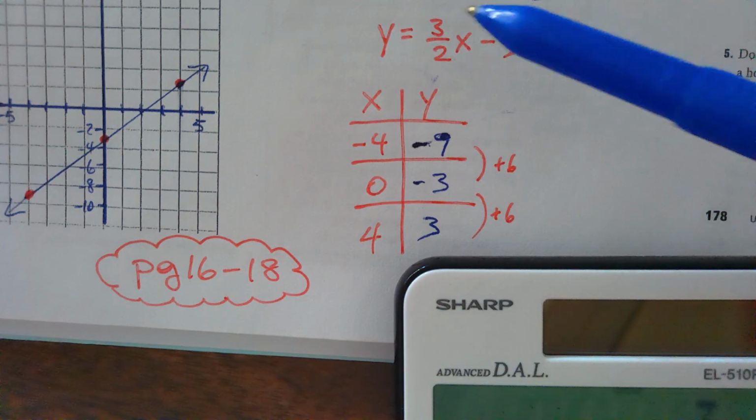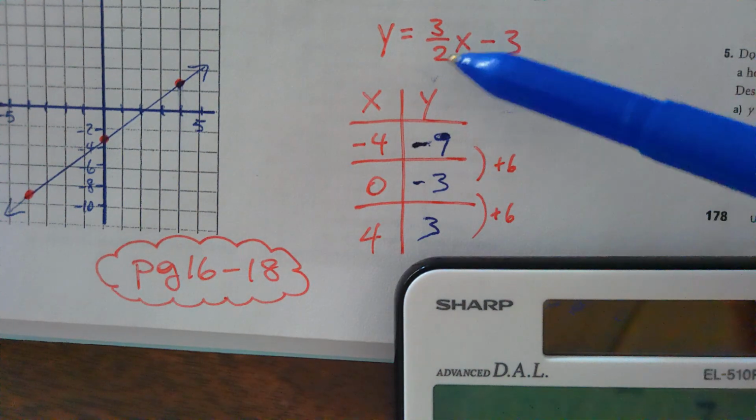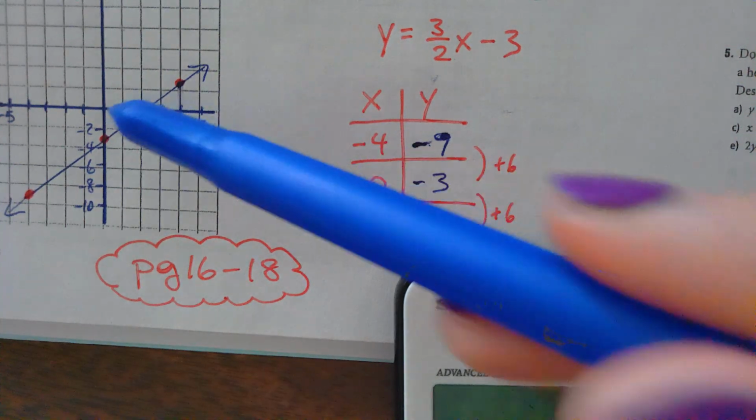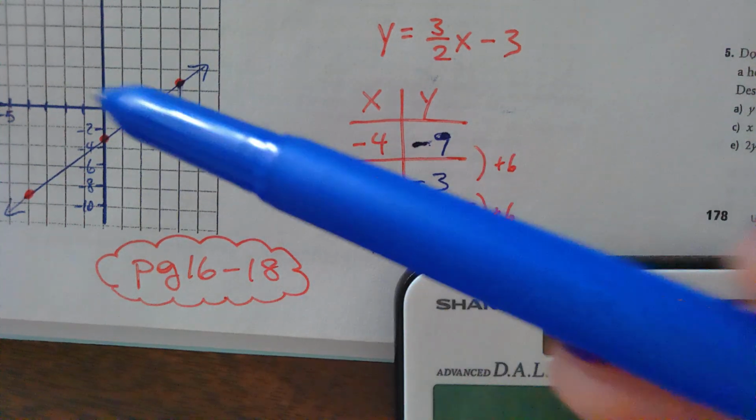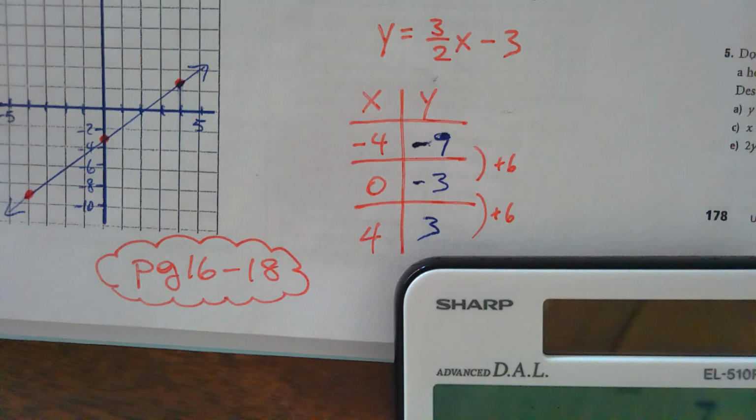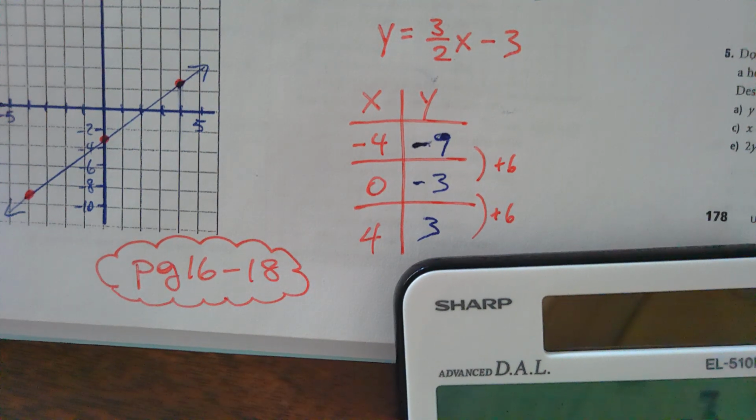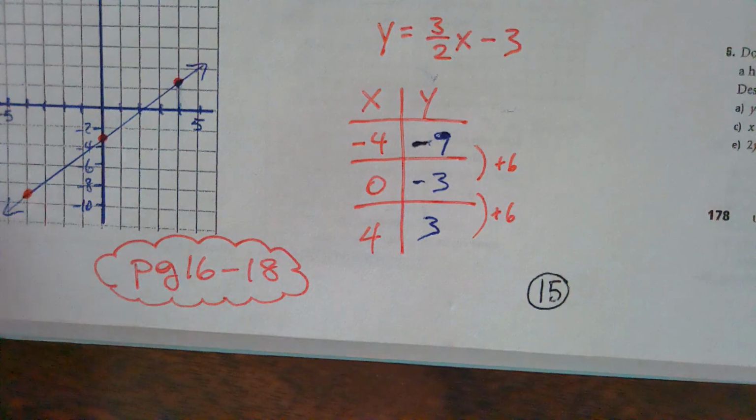So you see how all 3 of these are interchangeable. You should be able to do all 3. Given this, do this, or given this, do that, or given this, do this. Okay, and that's how your graph should look.